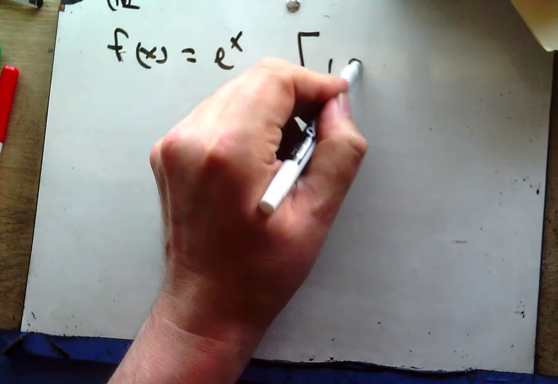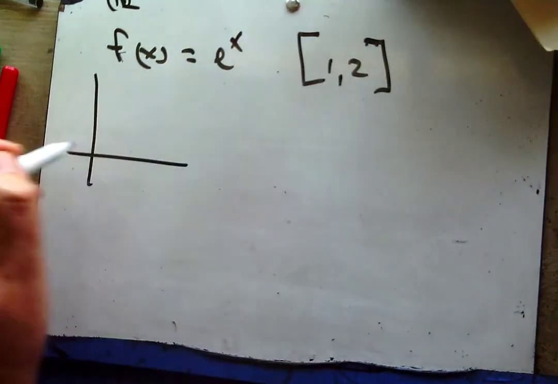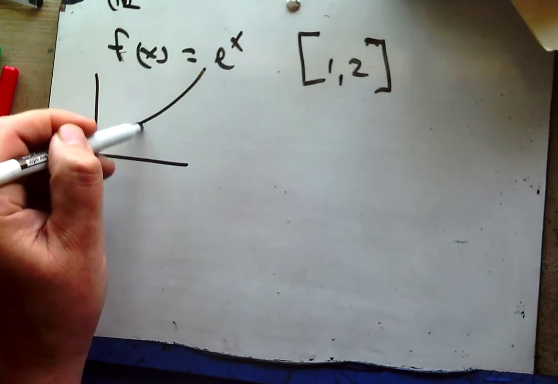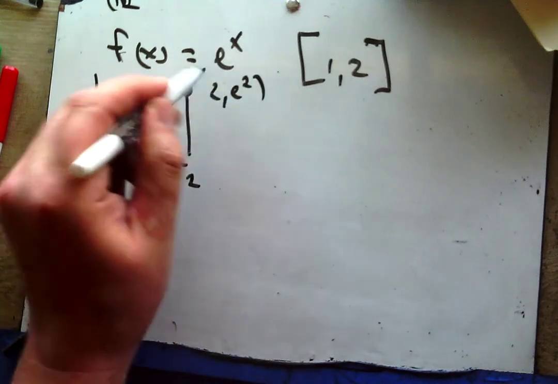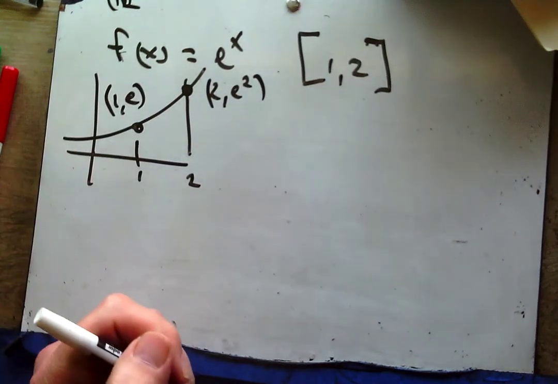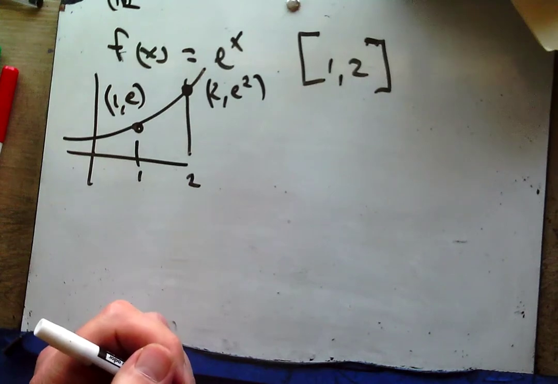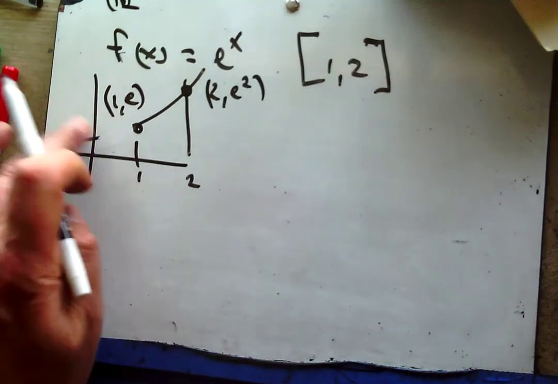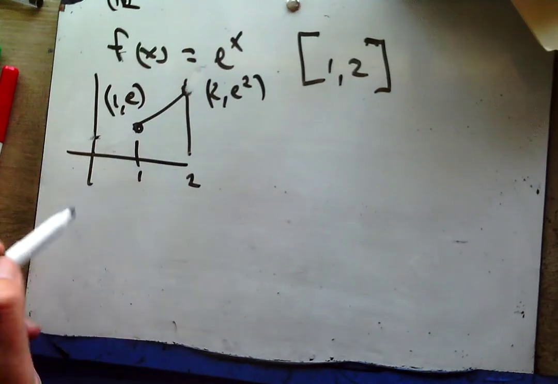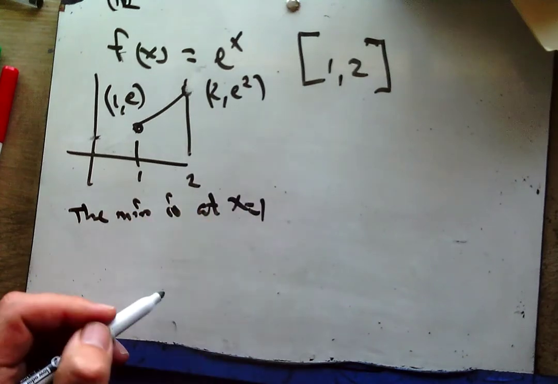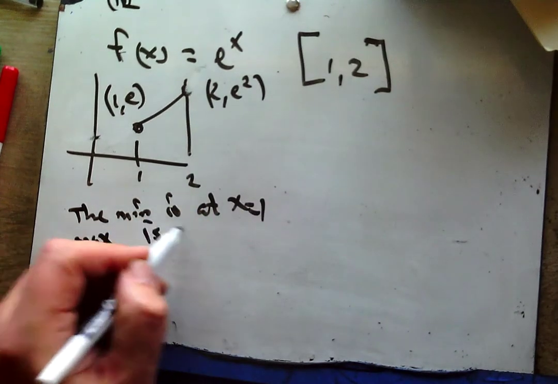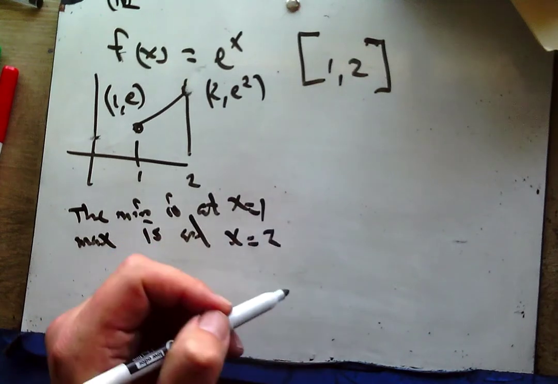Let's see. So given f of x equals e to the x on 1 to 2, okay, we know what that graph looks like. From 1 to 2, the ordered pairs are (2, e squared) and (1, e). All right, what do they want? Find the maxima and minima of f. Well, yeah, so the min is at x equals 1, and then the max is at x equals 2.